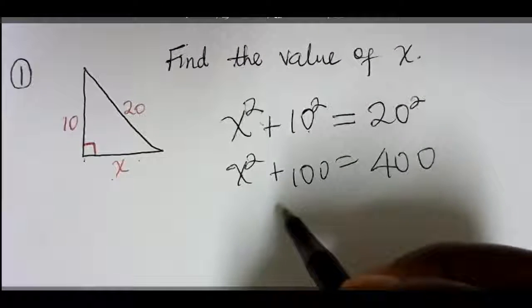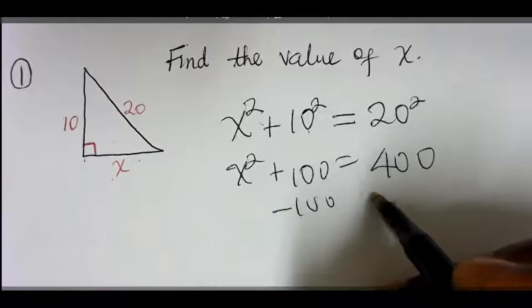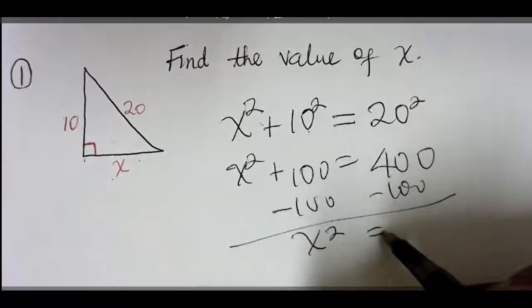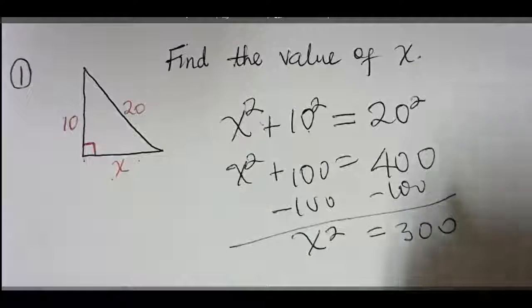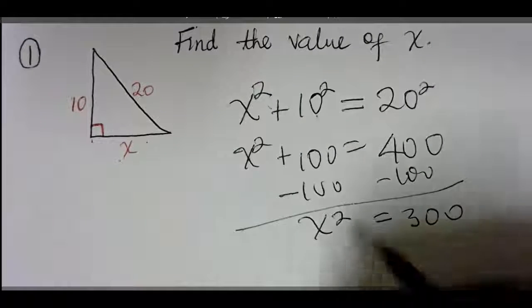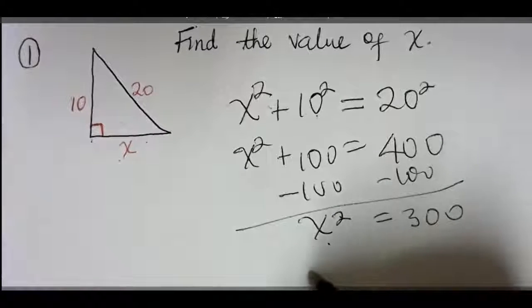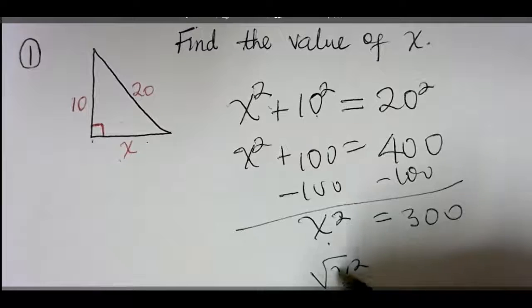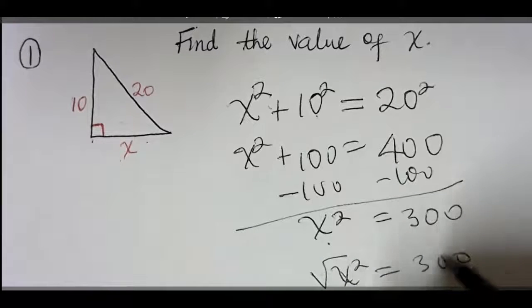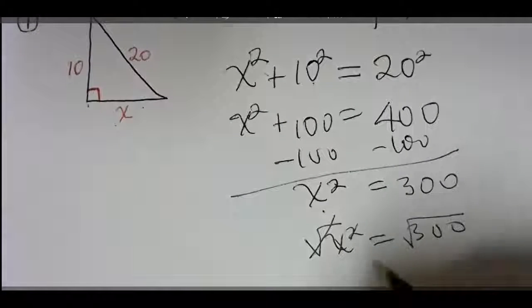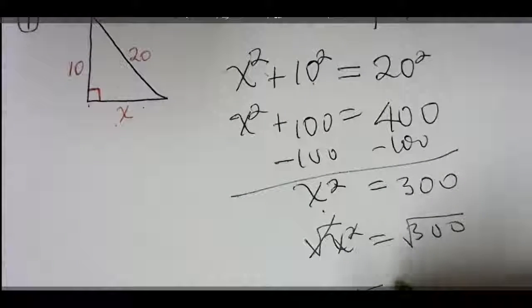Okay, and now we can solve the equation. Subtract 100 from both sides. I get x squared equals 300. And now, to get rid of the square, we need to take the square root of both sides. So square root crosses out square. So we have x equals the square root of 300.